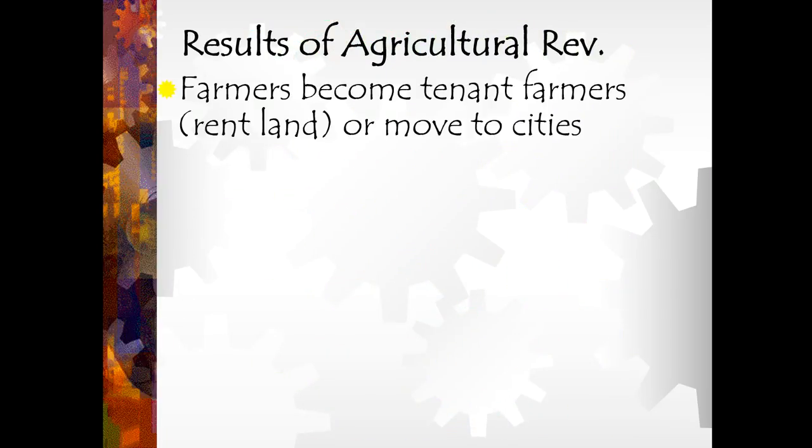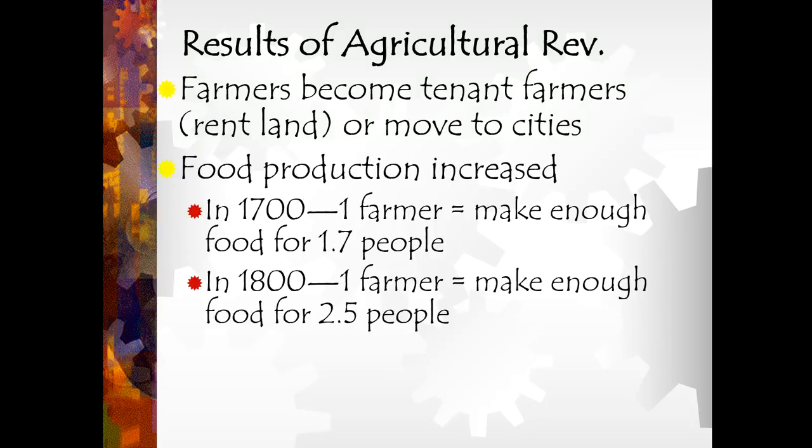First, farmers become tenant farmers, which means they're renting land from the new landowners, or they're forced to move to cities to find a job. And food production is going to increase. And so in 1700, one farmer could make enough food for 1.7 people, or in other terms, 10 farmers would make enough food for 17 people. But by 1800, 10 farmers are making enough food for 25 people. So you go from 17 people fed to 25 people fed, the same number of farmers. So there's an increase in food production.